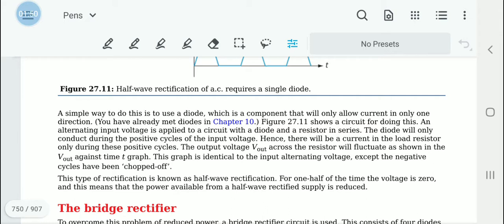So this is actually something like chopping off the negative cycle. This type of rectification is known as half wave rectification. For one half of the time the voltage is zero. So that means when we use half wave rectifiers, the power available is reduced because one half of the power is not going to be available.